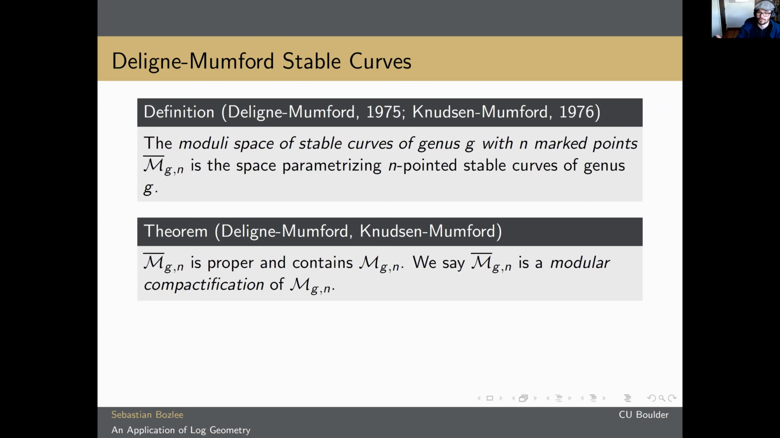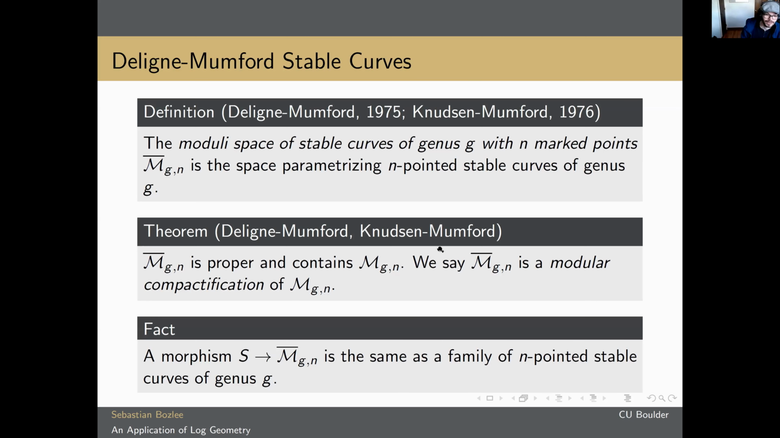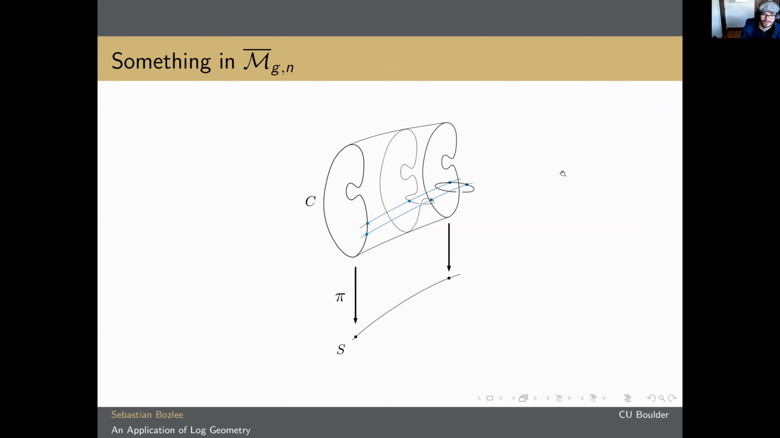So compactification because it's proper, it has its limits. Modular meaning the points have meaning. You pick a point in M̄_{g,n}, it represents a curve. So not only did we find a space that contains limits and contains M_{g,n}, but we found a space that contains those limits and has a meaning. And then just like with M_{g,n}, a morphism into M̄_{g,n} is the same as a family of curves. So in this case, a family of stable curves. And then that example that we saw, this counts as a morphism to M̄_{g,n}. Every one of these curves is stable.